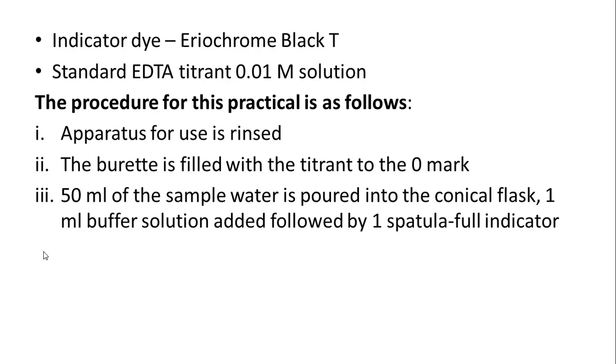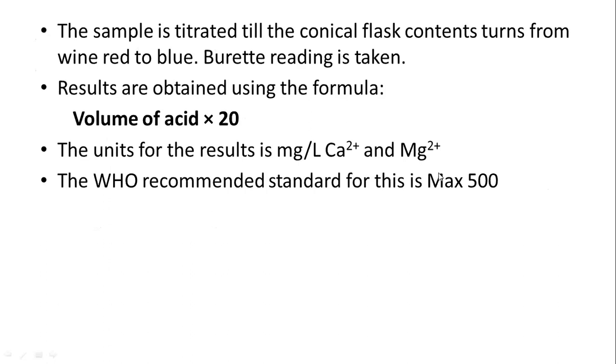Then you will titrate your sample against our titrant, in this case, standard EDTA solution, until a color change is observed, that is from wine red to blue, and then you will take your final burette reading. The results are obtained using the formula. After a color change from wine red to blue is observed, you will get the titer value, that is the final burette reading. You subtract that from the initial burette reading. That will be the volume of titrant used, and then you will multiply that by 20 to get results in milligrams per liter of calcium and magnesium ions.